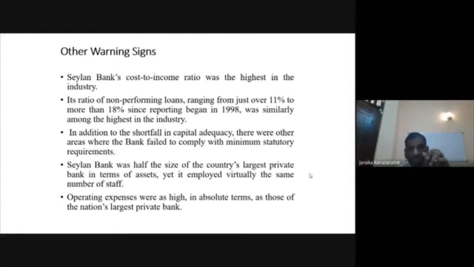In addition to the shortfall in capital adequacy, there were other areas where the bank failed to comply with minimum statutory requirements. So there have been, in addition to the capital, other areas.